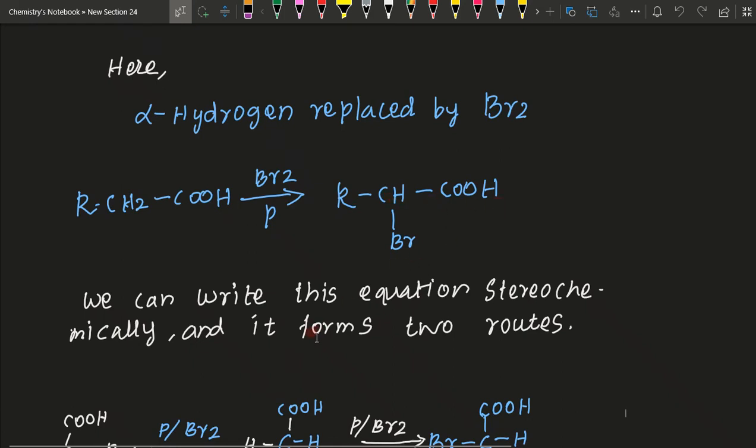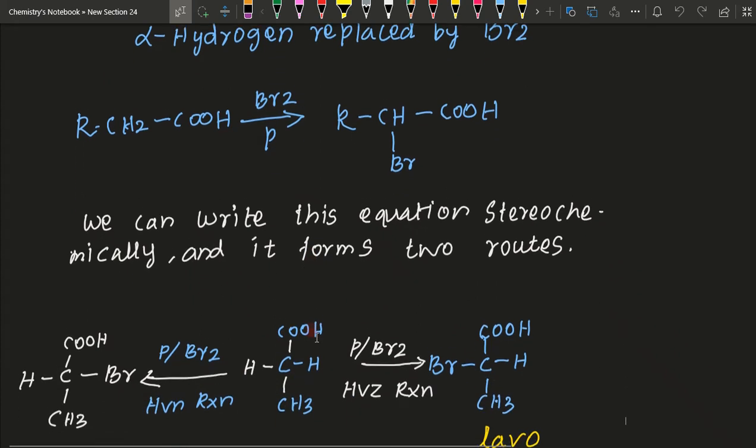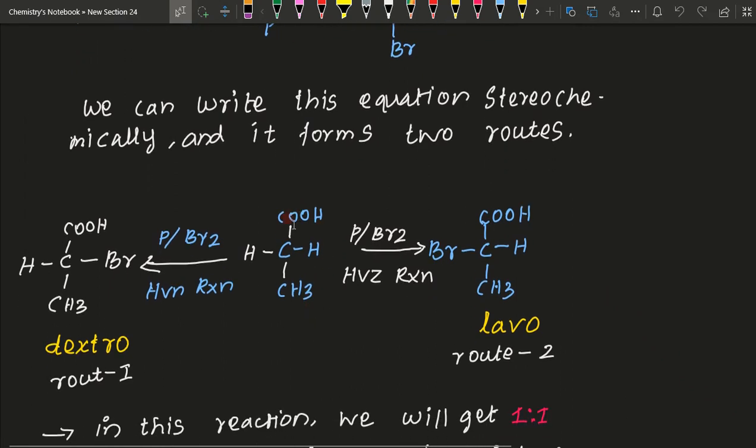We can write this equation stereochemically and it forms two routes. COOH, CH3, H, H. If going to the left side, with phosphorus and bromine, HBr reaction, we get the dextro compound. This is route 1. If going to the right side, phosphorus Br2, HBr reaction. Sorry, I wrote it mistakenly; this is Z, not N. So we get Br CH COOH CH3. This is the levo, route 2.